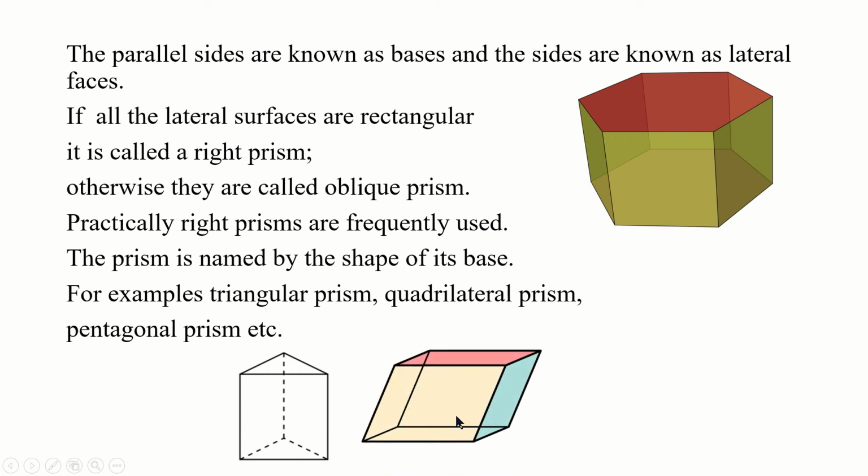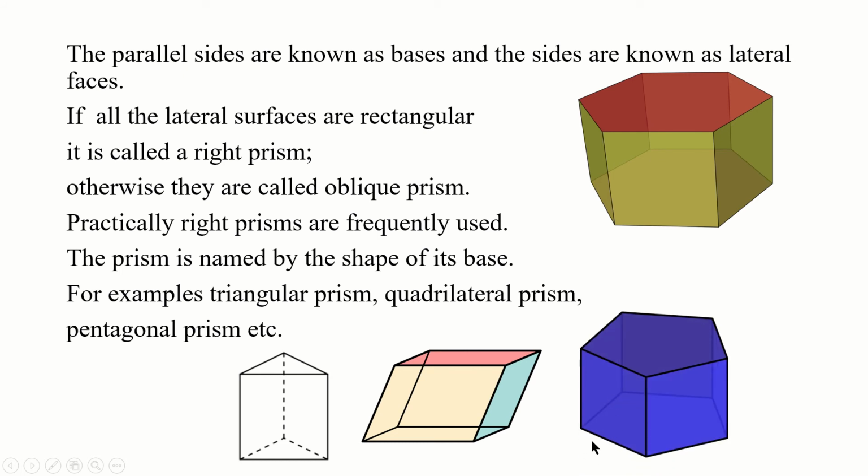Follow another figure. This and this are parallel. So, this and this are bases of the prism, and the base is enclosed by four sides, so this is a quadrilateral. So this prism is called a quadrilateral prism. And follow this, these are bases, and the base is enclosed by five sides, 1, 2, 3, 4, 5, so this is called a pentagonal prism. Clear? And follow this figure. Here, how many sides enclose the base? 1, 2, 3, 4, 5, 6. So this is called a hexagonal prism. Clear?